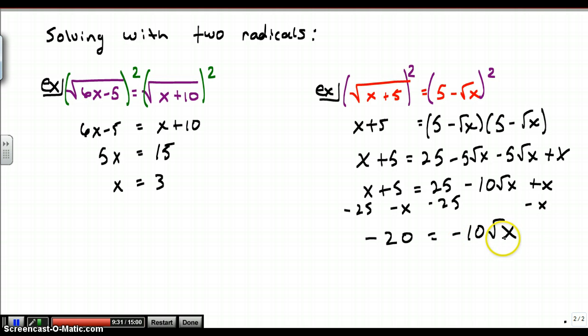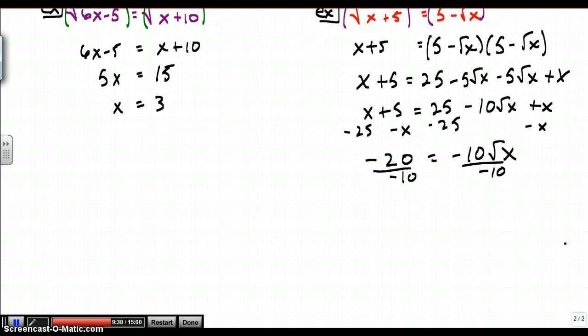So now I'm going to divide both sides by negative 10 because I want to get this radical by itself. And this becomes 2 equals the square root of x. So when I square both sides, I get 4 equals x.